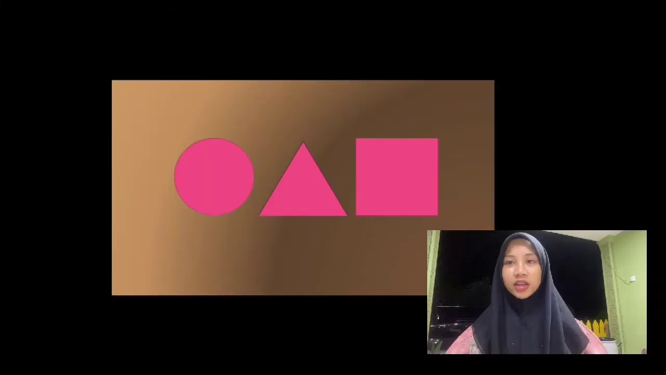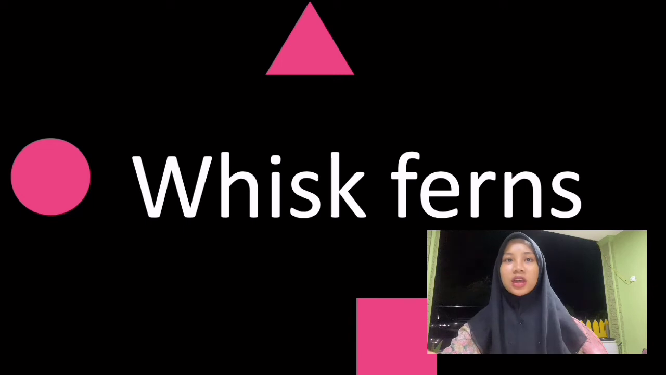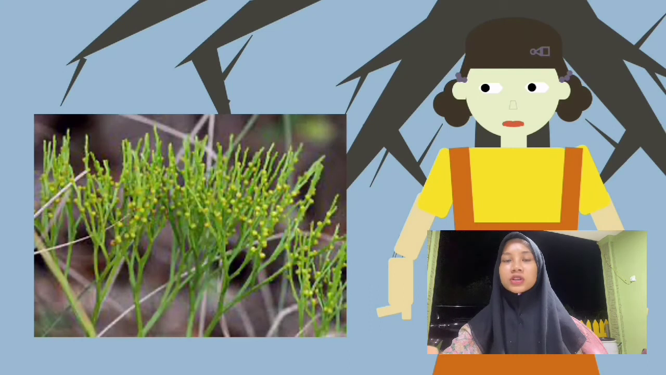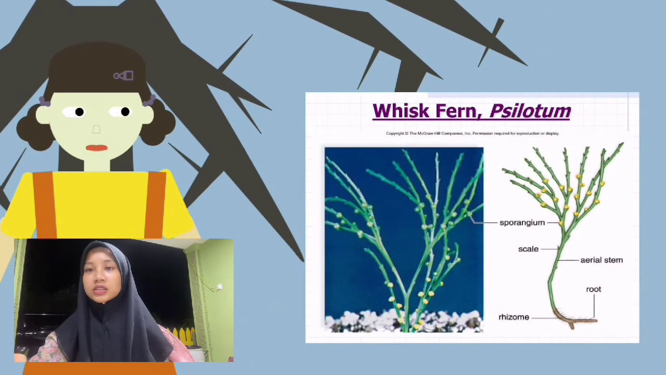Thank you. I will explain the next part of this chapter, which is whisk ferns. As you can see in the next slide here, there is a picture of a whisk fern, and you should know that the whisk fern is an organism, which is a plant. And then we will learn about the whisk fern and its components by the labels shown here. It has a sporangium, scale, rhizome, root, and the last part is the aerial stem.